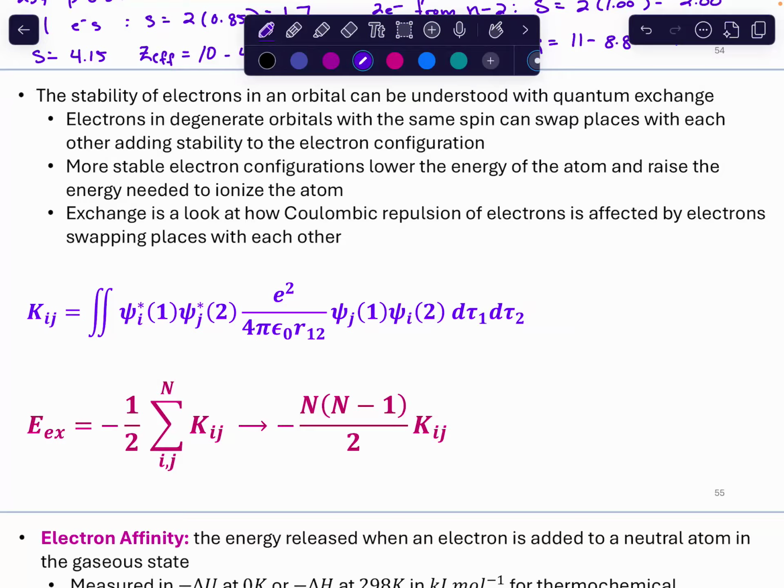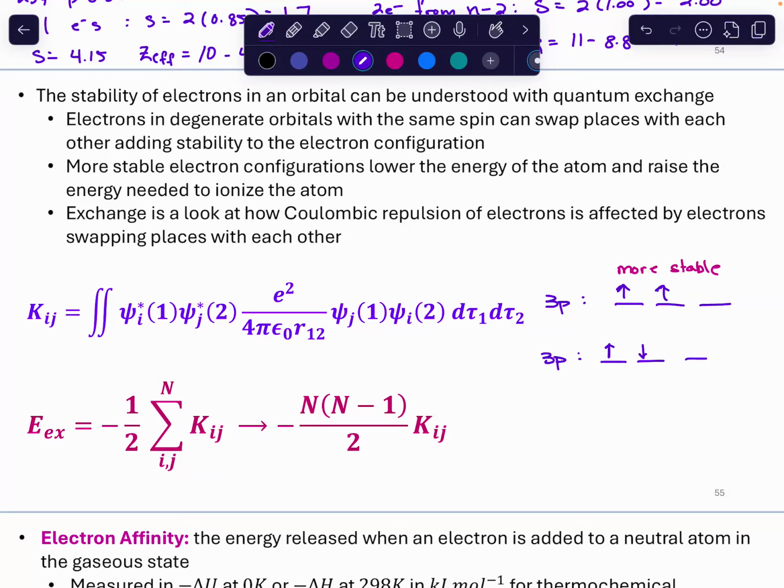And of course, we know lower energy means more stability. So for example, let's say we have at our 3p level two electrons with the same spin, versus two electrons with opposite spins. Those two electrons with the same spin become more stable due to exchange energy.